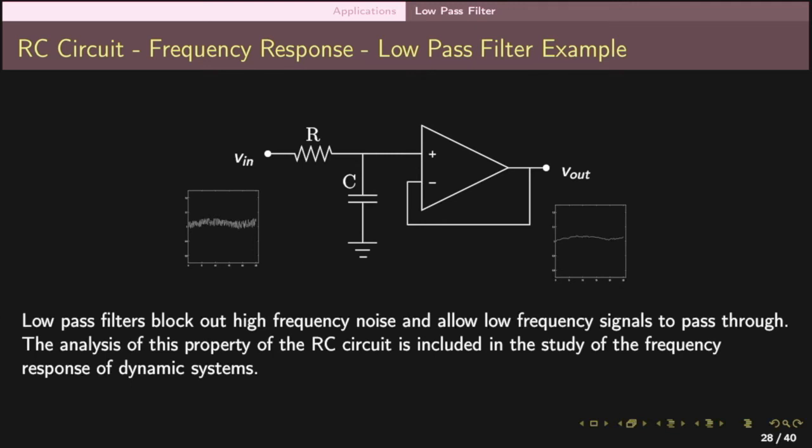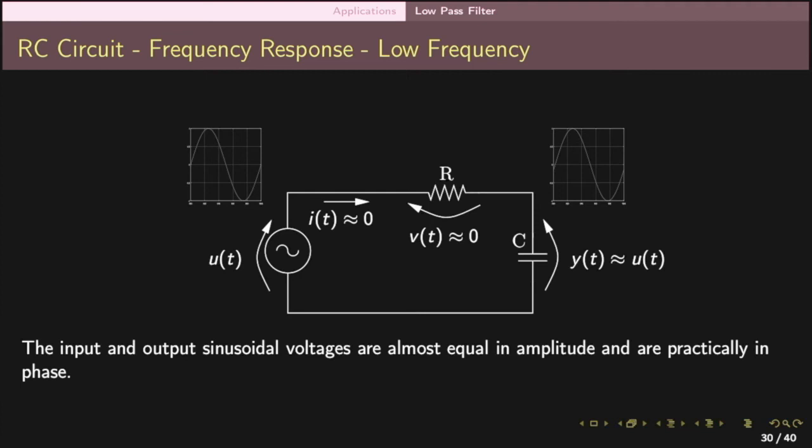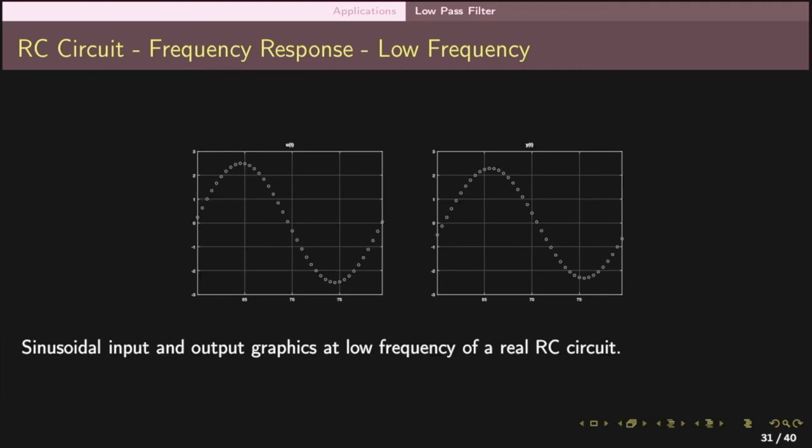The analysis of this property of the RC circuit is included in the study of the frequency response of dynamic systems. At low frequencies, the capacitor has high reactance and the current in the circuit is practically 0. Therefore, the voltage on the resistor is practically 0. The input and output sinusoidal voltages are almost equal in amplitude and are practically in phase. Sinusoidal input and output graphics at low frequency of a real RC circuit.